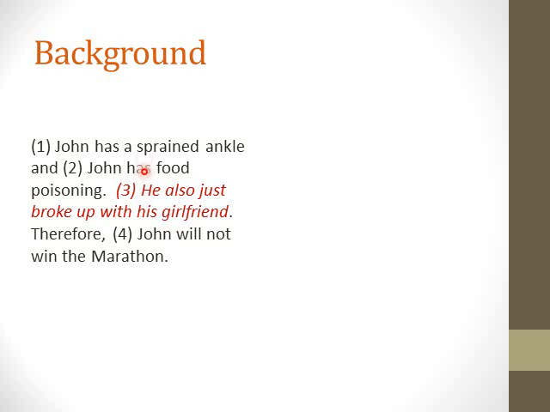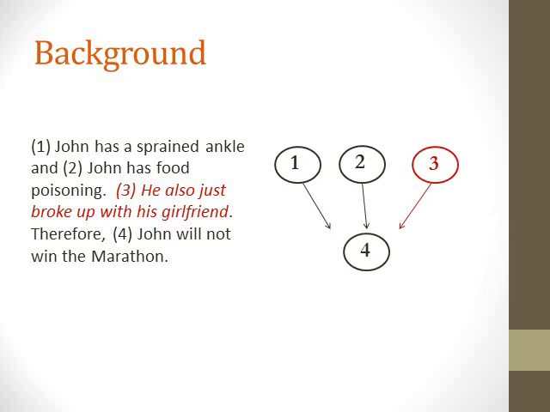So now we have 3 premises supporting the conclusion, and the diagram, as you probably have guessed already, looks something like this, where the numbers 1, 2, and 3 represent the premises, and the number 4 represents the conclusion. So this diagram shows that 1 supports 4, 2 supports 4, and 3 supports 4. So, yeah, we have 3 premises supporting 1 conclusion.